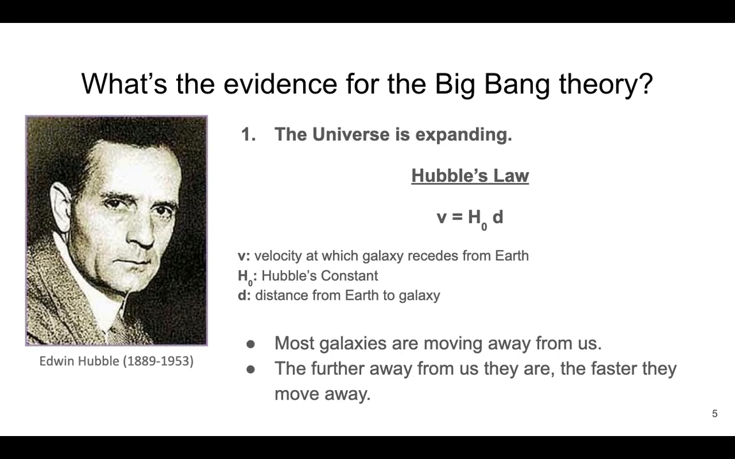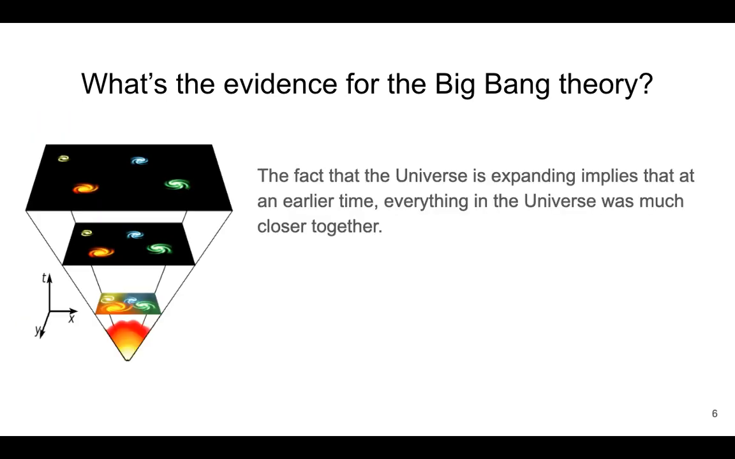How is this evidence for the Big Bang Theory? Well, the fact that the universe is expanding implies that at an earlier time, everything in the universe was much closer together. If you look at this picture over here, if this top plane is the universe now, and everything is moving apart, and going down in this picture is going backwards in time, that implies that if we looked at it yesterday, everything would have been a little bit closer together. And if we looked at it the day before that, it would have been closer together. And if you look back a million years or a billion years or 10 billion years, the things would have been closer together.